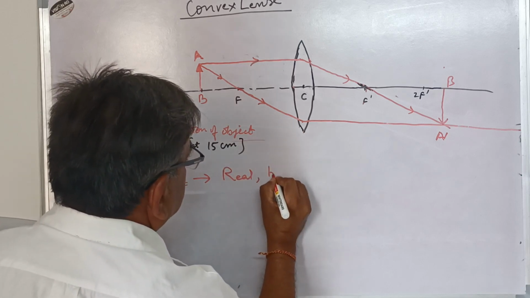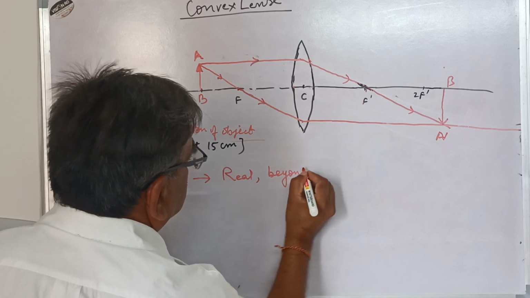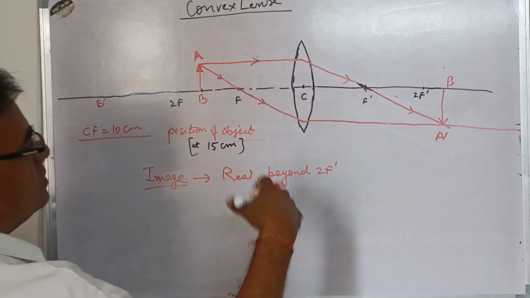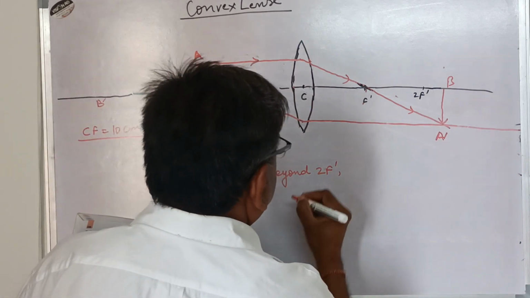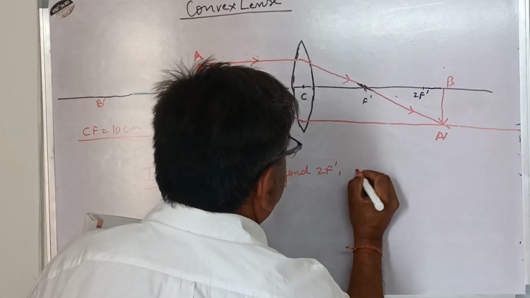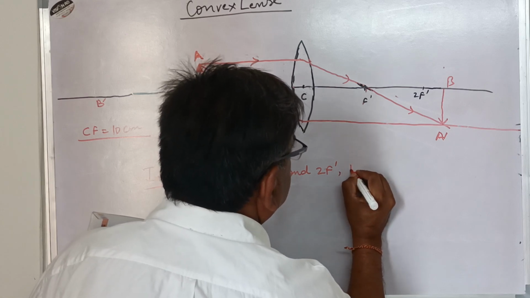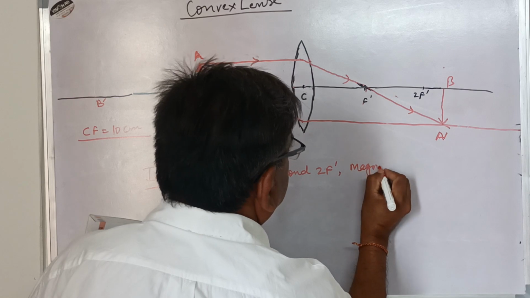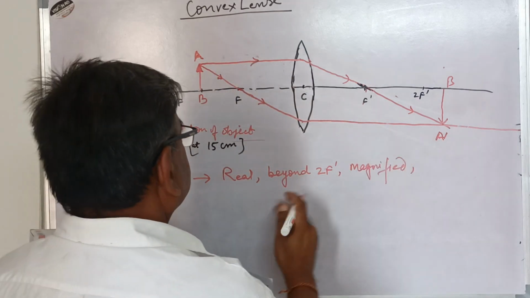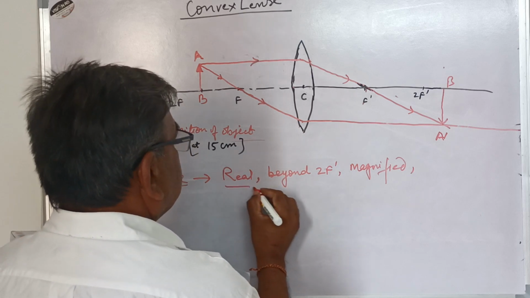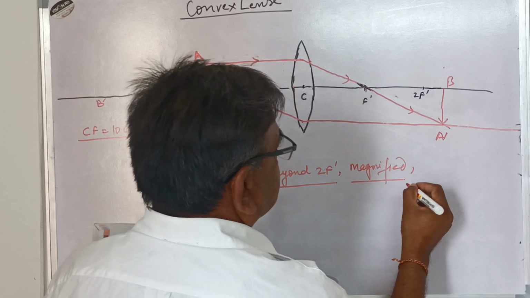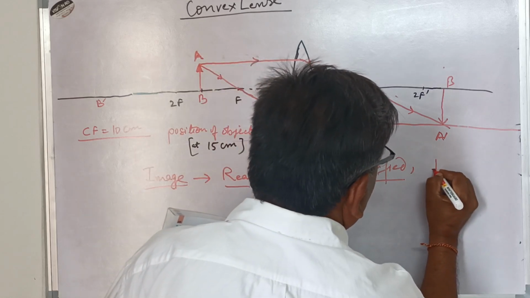comma, beyond 2f dash, that is, the other side of the mirror. Number 3, magnified or enlarged, say magnified, and comma, and what is the fourth? It is real, it is beyond 2f, it is magnified, meaning larger than the object, and it is inverted.